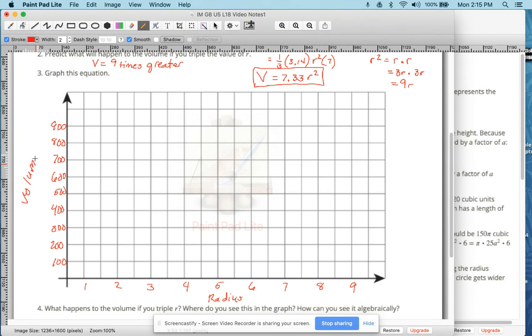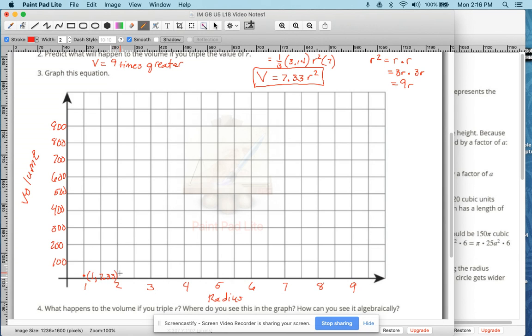Okay, so I need to plug in numbers for the radius. If the radius is 1, 1 squared is 1. 1 times 7.33 is 7.33. So with my radius 1, my volume is 7.33. So it's going to be almost touching 0 because these are 100 increments. I'm going to go ahead and label it 1, and the volume is 7.33.